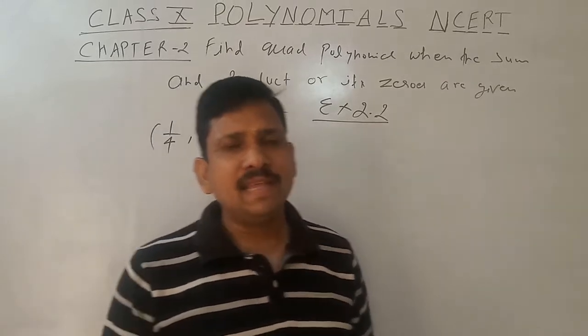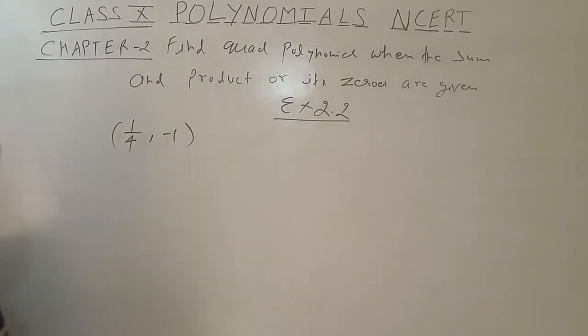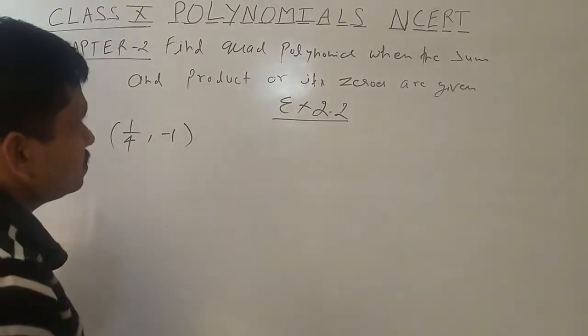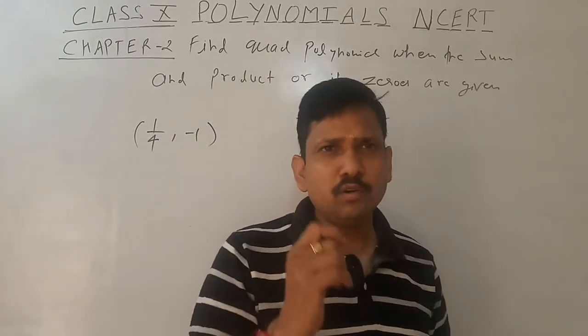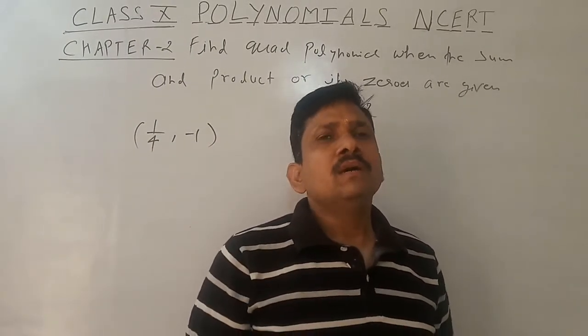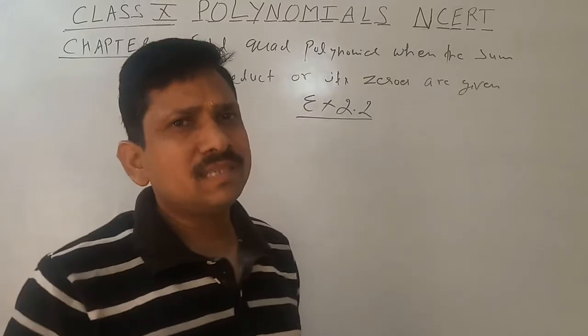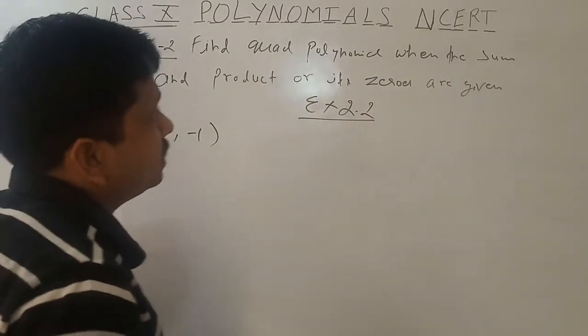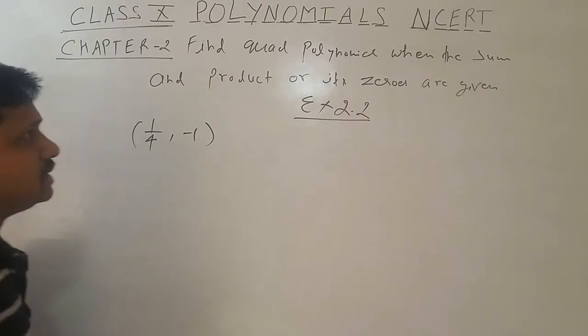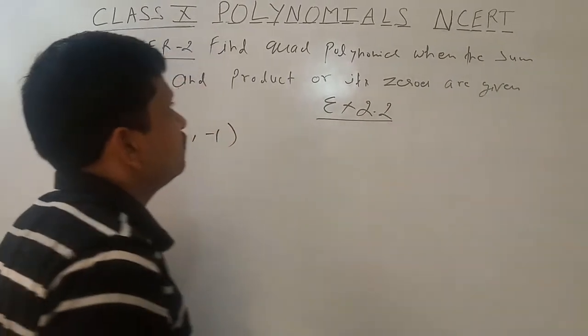Today we are taking a topic of 10th class polynomials, chapter number 2. In this video we have to solve some very important questions of only 2 marks. Questions like these come in your board exams. The question is: find a quadratic polynomial when the sum and the product of its zeros are given.